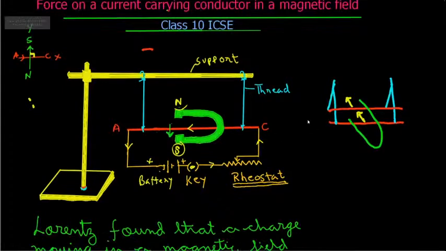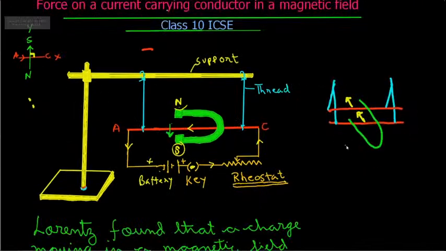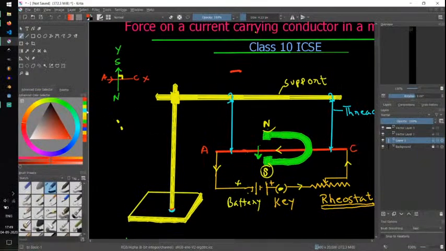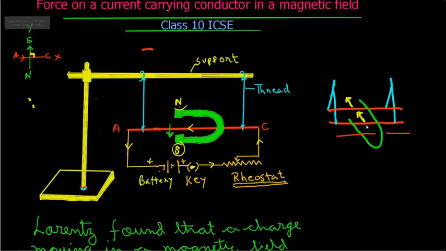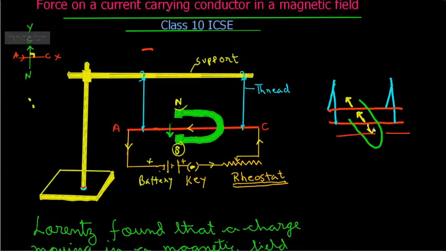Now when I switch it on, what do I see? I see that the conductor this time comes in. So when I change the direction of the magnetic field, then also the direction of the force changes. This time the conductor came in. Got it? If I increase the magnetic field, suppose I put 2 magnets instead of 1, or I put an electromagnet, then again the force increases, which shows that the force is also proportional to the magnetic field.